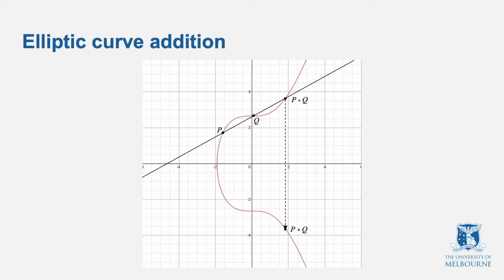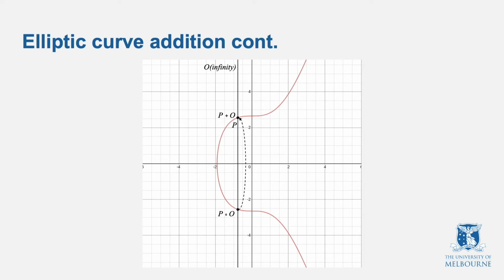Let's define the operator dot such that P dot Q equals R, which is the third intersection point of the line joining P and Q with the curve. We define the sum of P and Q on the curve to be the reflected point R prime, or just P plus Q. We can see this operator upholds the properties of closure, associativity, and invertibility. As for the identity of the group, it happens when adding P to the point at infinity O, which can be denoted by P plus O equals P. That is, O serves as the identity of this group.